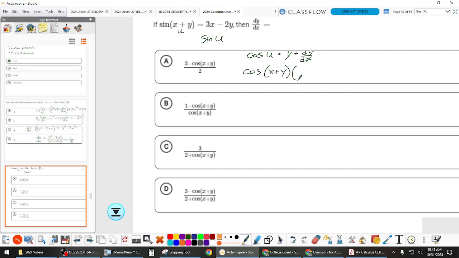Wait, why 1 more? You're right, it's just 1. Yep. And then 1 plus dy dx equals 3 minus 2 dy dx. Okay? Are you guys good if I distribute that on this step? That's what I did. Yeah. Instead of rewriting?